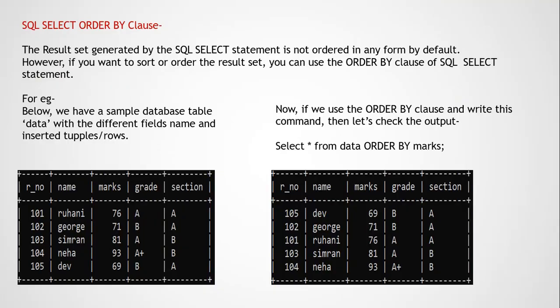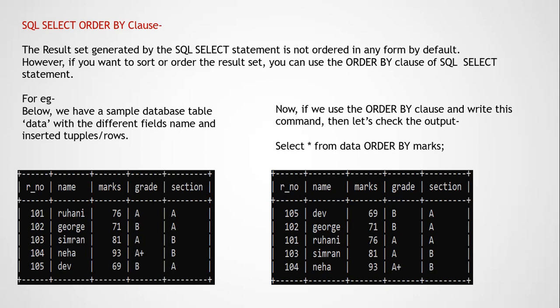Let's talk about the SQL select order by clause. We have studied the select query in the previous video tutorials, how we can select a particular set of data, and also how we can join multiple tables and select the records from both tables at the same time. Now we are going to see the SQL select order by clause.